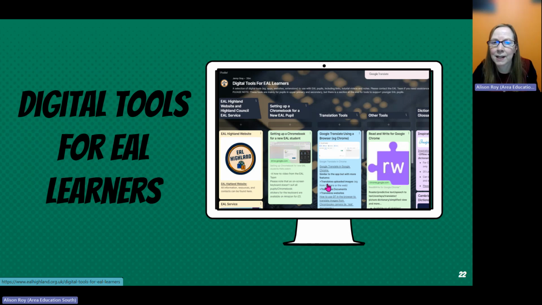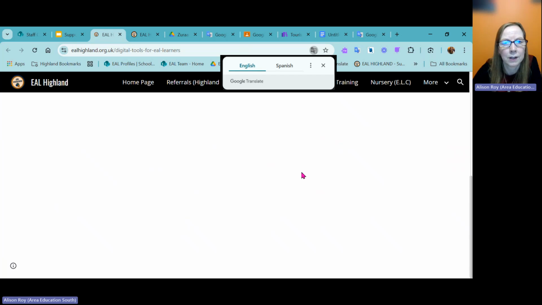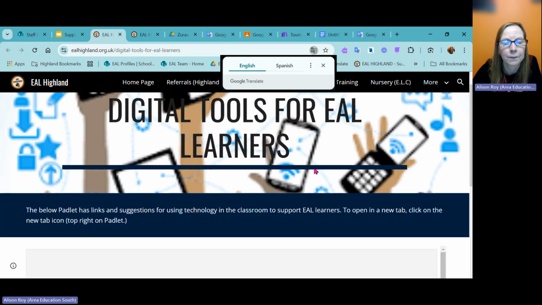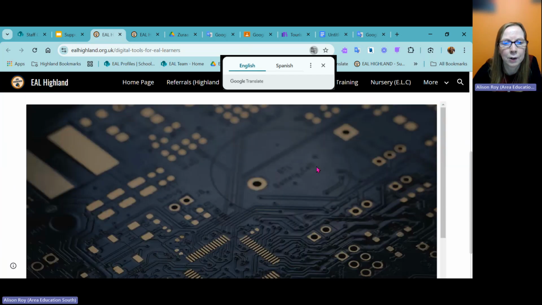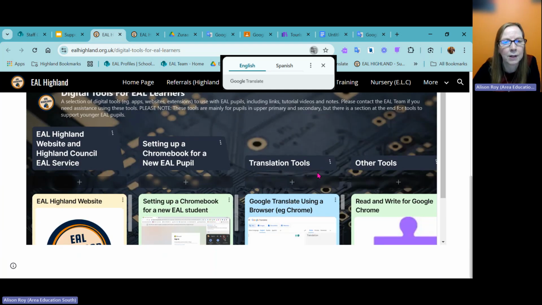Okay, so we're coming towards the end of our presentation, but just a wee look. All the information that I've spoken about today is on digital tools for EAL learners. This is a Padlet we've developed, which is on our website. If I click on that, that takes you to the website, and I'll just wait till it loads. You've got the Padlet there on the website, and that will give you information on all the tools we've spoken about. It also gives you information which we haven't talked about today in the presentation, how to set up a Chromebook for a new EL pupil.